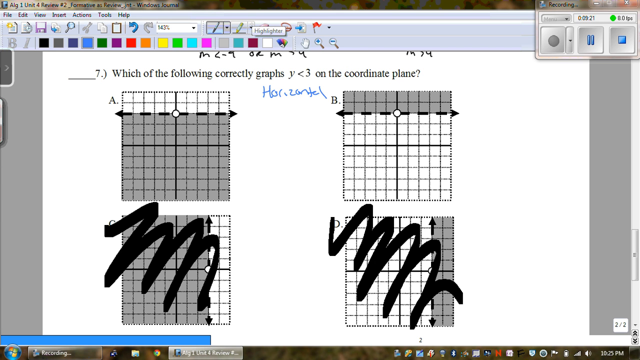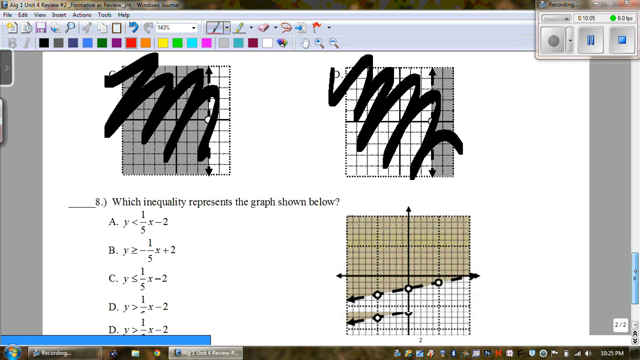All right, the next thing we need to know is it is a dashed line, which both of those are. They both start at 3. 1, 2, 3, good. 1, 2, 3, good. And just remember that less than, we shade below. So which one of those graphs shades below the line? That is A, because you can tell there's shading below, and they didn't shade below on B.